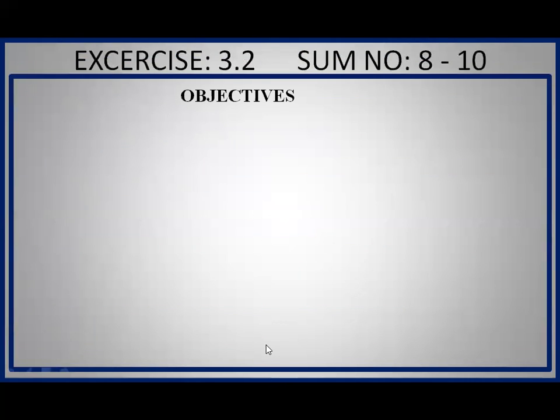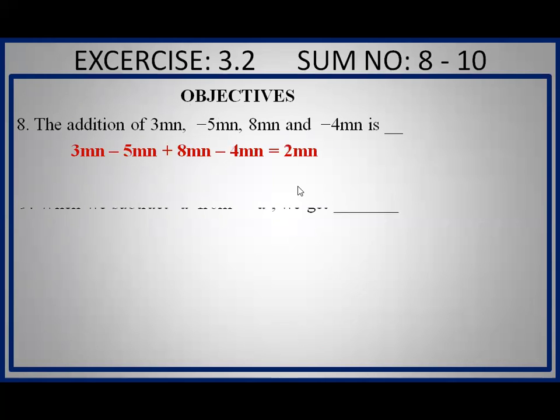And there we come to the objective questions. The addition of 3mn, minus 5mn, 8mn and minus 4mn. So 3 minus 5 is minus 2. Minus 2 plus 8 is plus 6. Plus 6 minus 4 is plus 2mn.